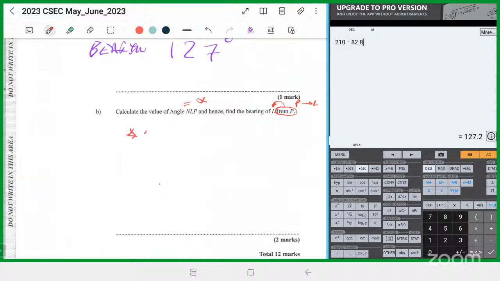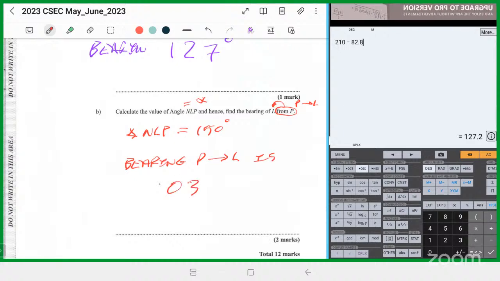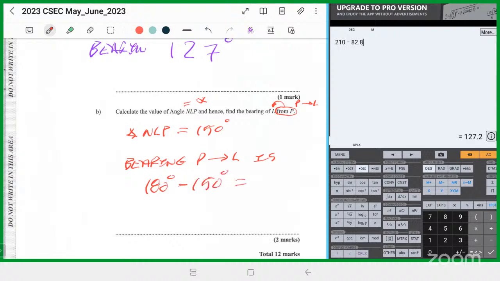Angle NLP is 150 degrees. It means the bearing angle, the bearing from P to L, is 030 degrees. That will become 180 minus 150, which is 30 degrees. Then put the 0 down, so 030 degrees. That is it. Very good.